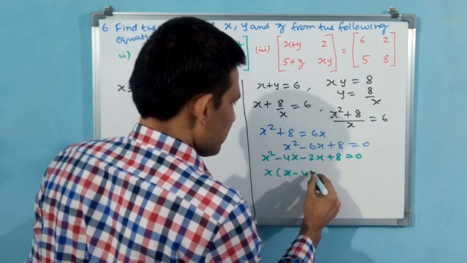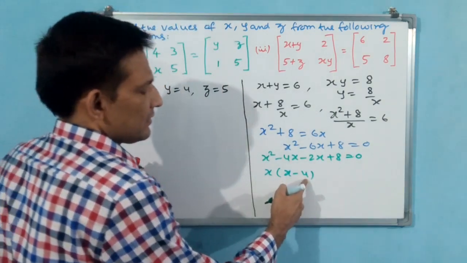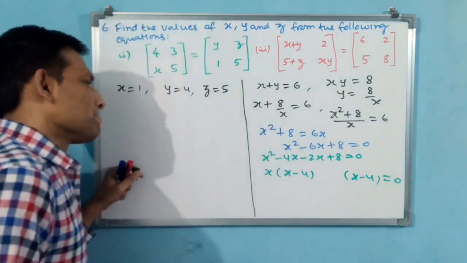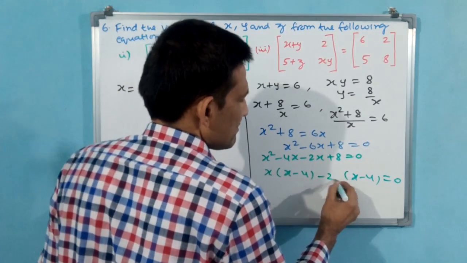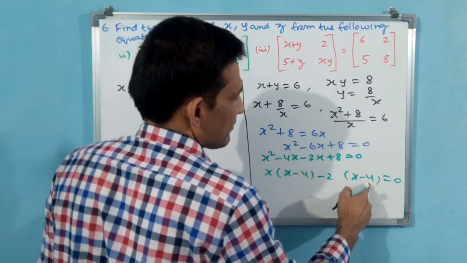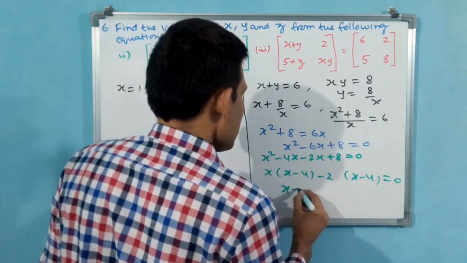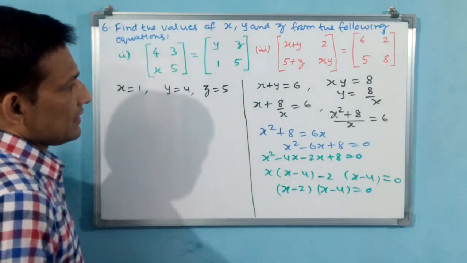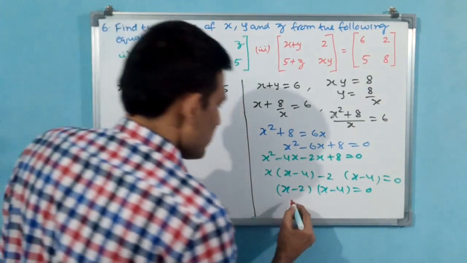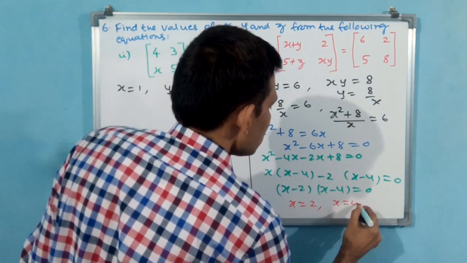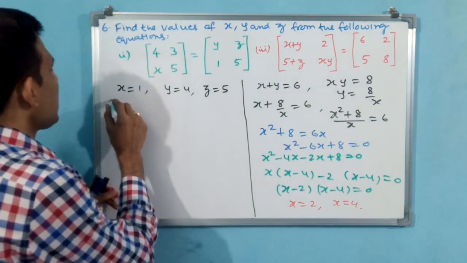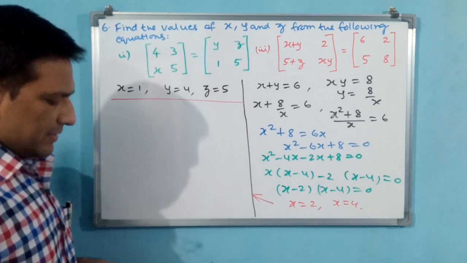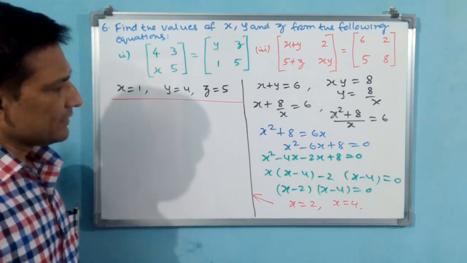Now two values are going to come. Take x minus 4 from x square minus 4x. When you have taken x minus 4, here also you have to take x minus 4. Then minus 2 x, minus 2 into minus 4 plus 8. Then you write x minus 2 into x minus 4 is equal to 0. x is equal to 2, x is equal to 4. See, x has two values. You can write x is 2 or 4.